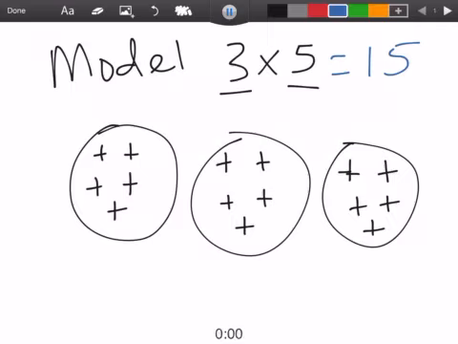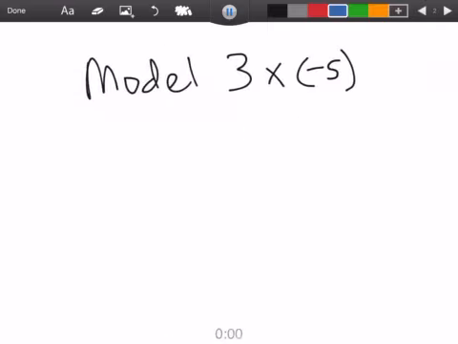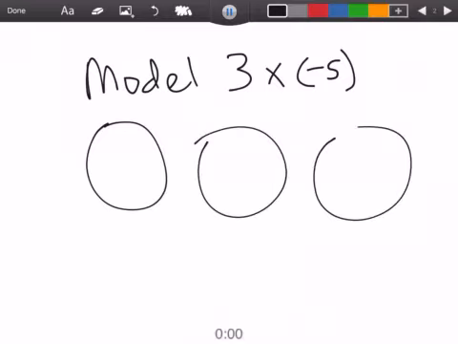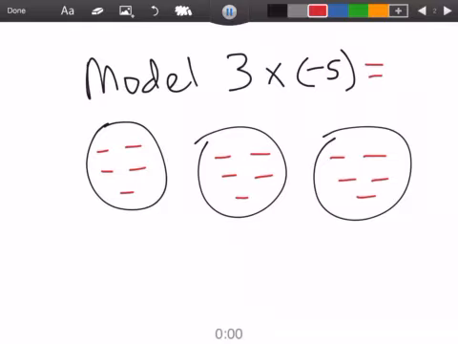All right, so with that in mind, now let's try to model something with negatives. So I'm modeling 3 times negative 5. So I need 3 groups. 1, 2, 3, and in each group I'm going to put 5 negatives. 1, 2, 3, 4, 5. 1, 2, 3, 4, 5. 1, 2, 3, 4, 5. So my answer is how many negatives I have. Well, I have 15 negatives. That's my answer.